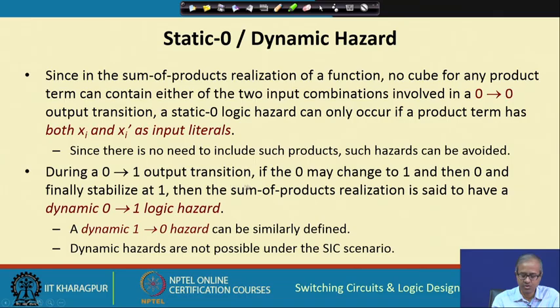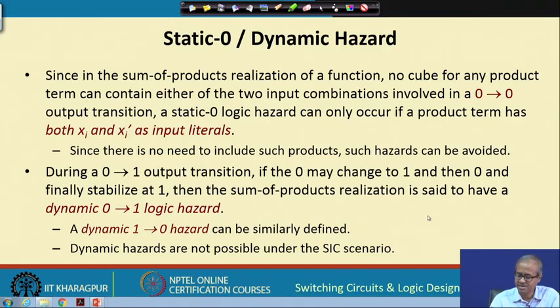And during a 0 to 1 transition, I said that there can be a dynamic hazard, there can be a temporary change like this. This is called a dynamic 0 to 1 logic hazard, and a dynamic 1 to 0 also I mentioned earlier, this kind of a transition. And for the single input change scenario, we can never have dynamic hazards. This is the point to note. Only when one input changes at a time, you can only have single input static hazards.